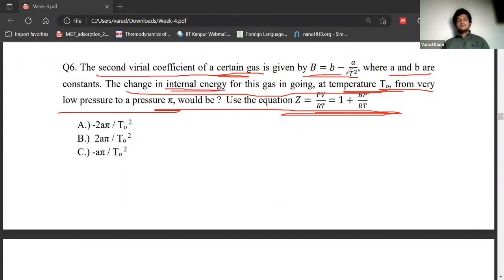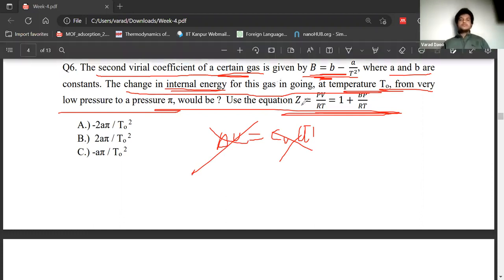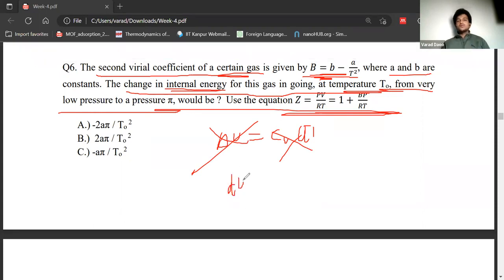So remember, as the second virial coefficient has been given to us, we consider that it's a non-ideal gas. So don't use the expression for an ideal gas, which is delta U equals n Cv dT. This expression will not work. First, you will need to find the expression for dU for a real gas. What is that? And once you put it in, then you can use this expression.